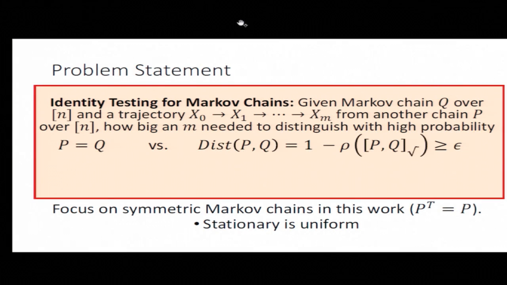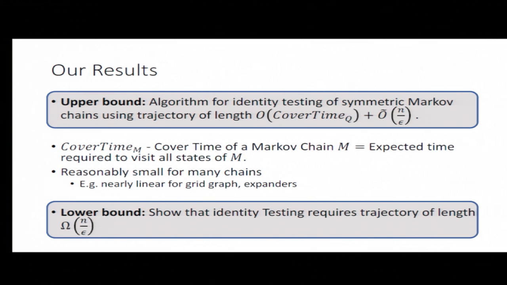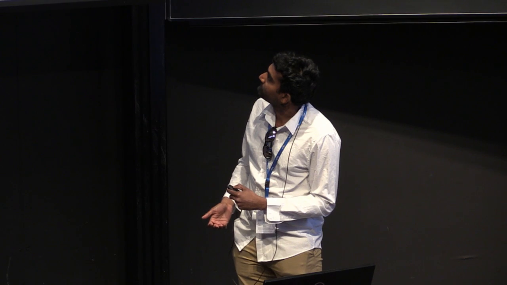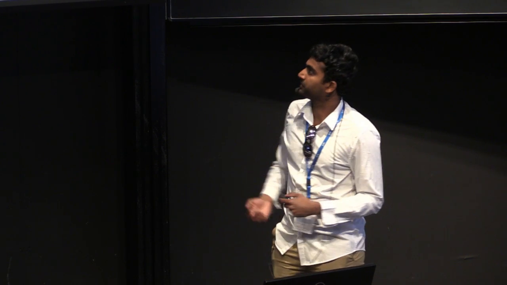Okay. Cool. So with this distance notion in mind, we completely formalize the problem we look at in this work, which we call identity testing for Markov chains. And as a first foray in this direction, we focus on symmetric Markov chains. A summary of results: we show both upper bounds and lower bounds for the identity testing problem. First, we give an algorithm which takes a trajectory of length the cover time of the model Markov chain Q plus n over epsilon, and outputs an answer whether P is equal to Q or far from Q.